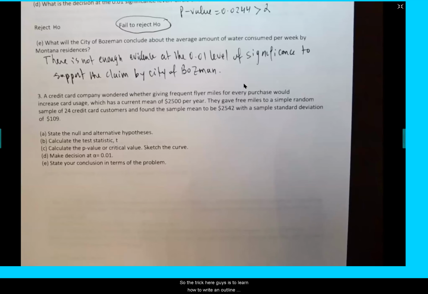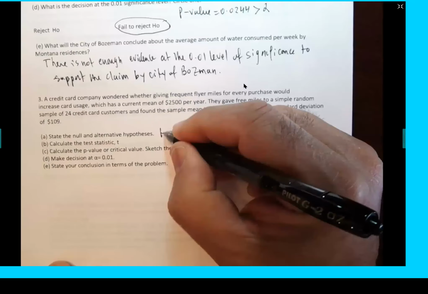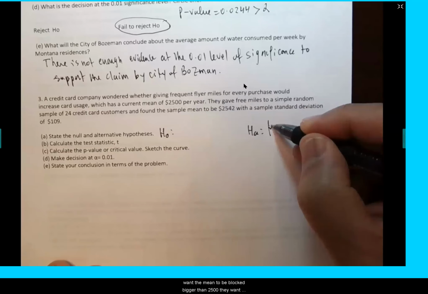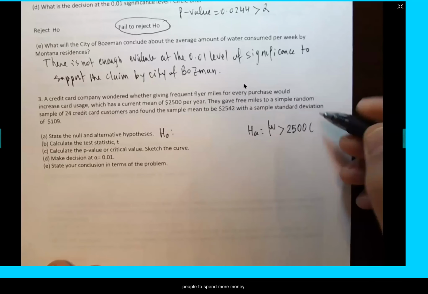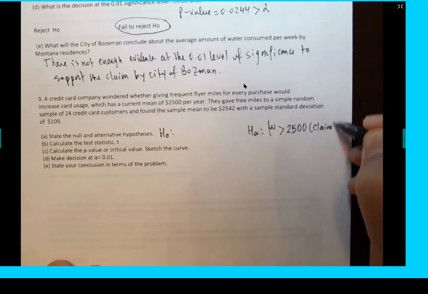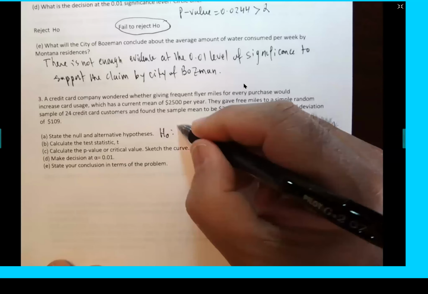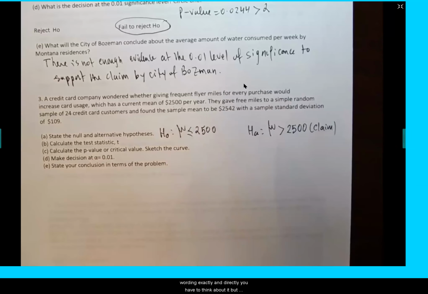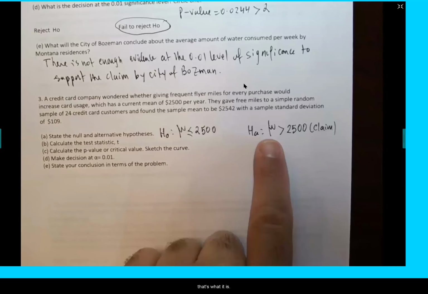So the trick here, guys, is to learn how to write the null and the alternative hypothesis. They're saying they want to increase the card usage, and they say the current use is 2,500. So would you guys agree with me, if they want to increase the current usage, that means they want the mean to be what? Bigger than 2,500. They want people to spend more money on the credit card, and the null will be less than or equal to 2,500. Sometimes they don't give you the wording exactly and directly. You have to think about it, but that's what it is right here.